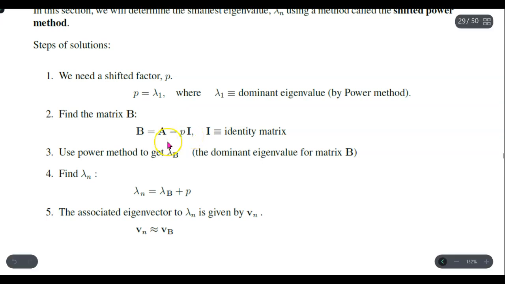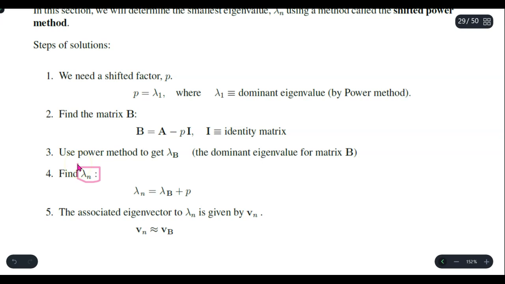Step number 3, use the power method to get the lambda B. Lambda B is the dominant eigenvalue for matrix B. So it means that we apply the power method that we have done earlier, but on the matrix B, not on the matrix A. B is given here in step number 2. After that we find the lambda n, which is the smallest eigenvalue.